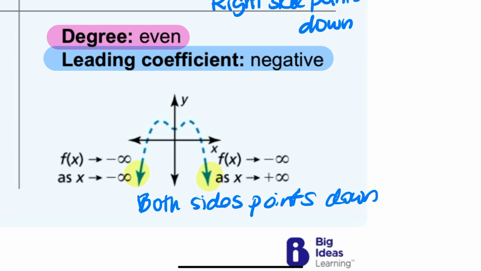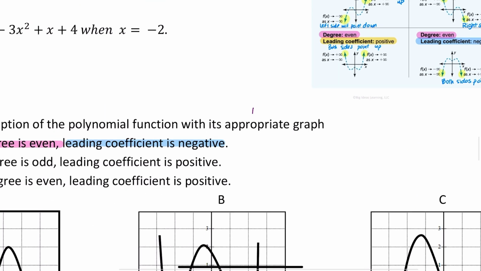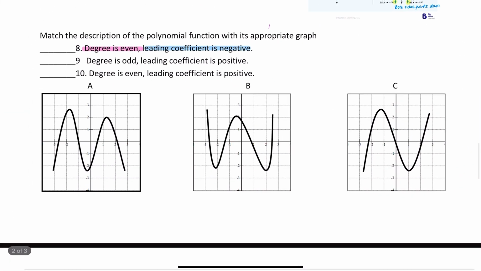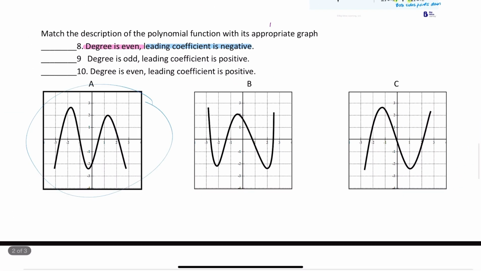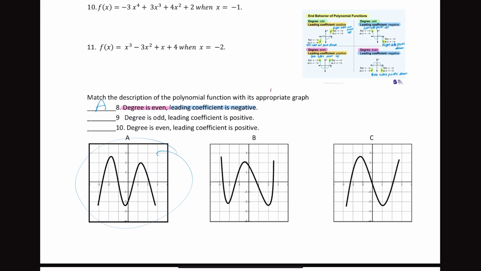So we're going to write the end behavior that we see right here. We're going to write that as x is approaching negative infinity, f of x will approach negative infinity. And as x is approaching positive infinity, f of x is still approaching negative infinity. So fancy way of saying both sides point down. Okay, so with both sides pointing down, we're looking at this graph right here. So we're writing A.